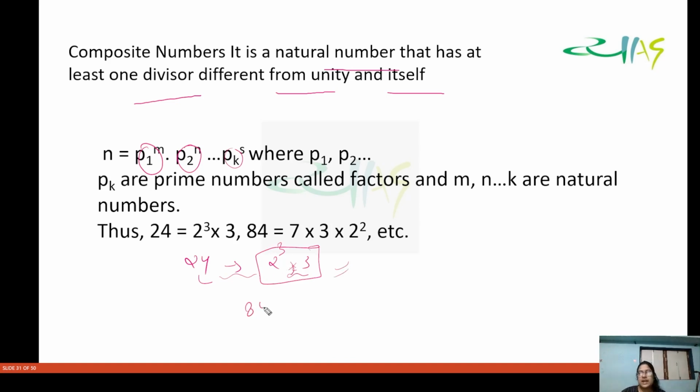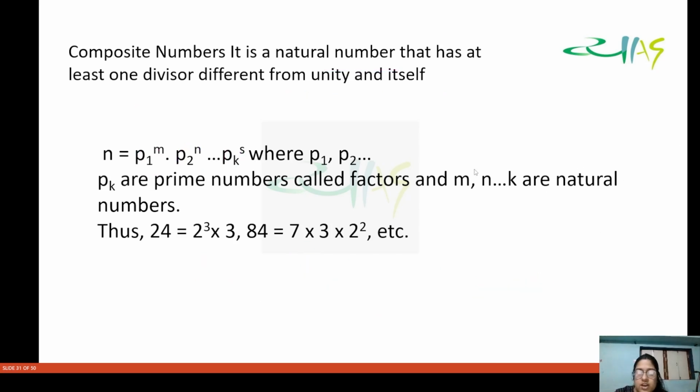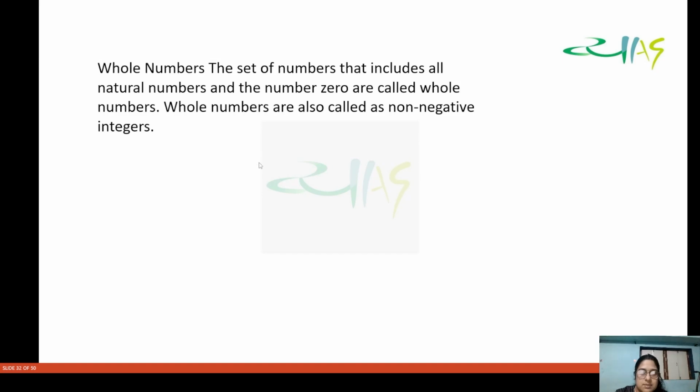Like 84, what are its prime factors? 2, 3, 7, and if we raise them to their maximum powers, 2 squared into 3 into 7. So this is basically called the standard notation of these. I hope everybody is clear with this concept.